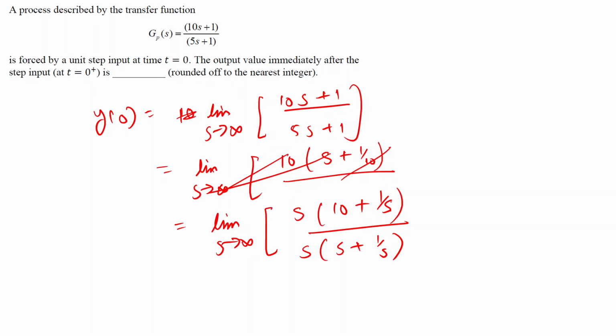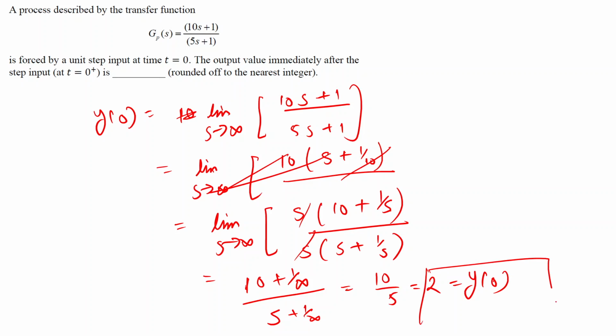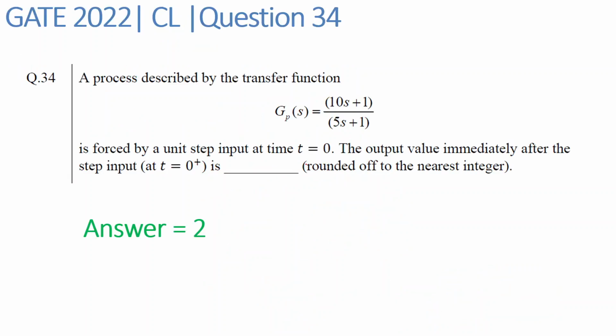So over here we can put the value of infinity, s will get cancelled out and it will be (10 plus 1 upon infinity) upon (5 plus 1 upon infinity). So 1 upon infinity will be 0, so 10 upon 5 is equal to 2, that is y of 0. So the output value immediately after the step input, that is at time t equal to 0 plus, we can write it as 2. So we can report the final answer as 2.